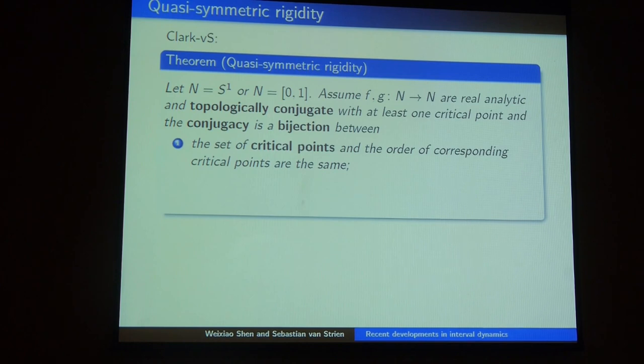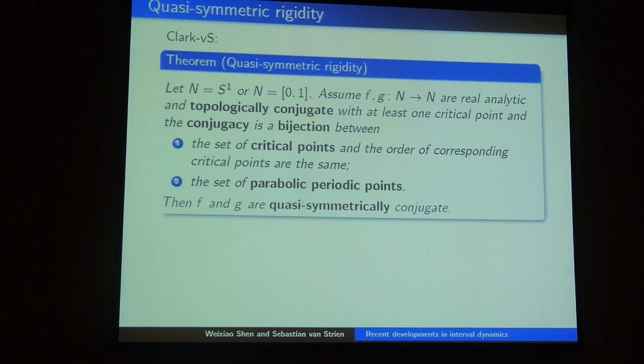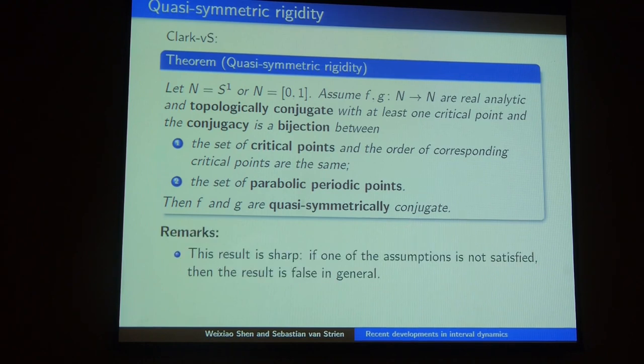And if you assume that this conjugacy is a bijection between critical points and also between parabolic points, and in the case of critical points, you also want that if the critical point is of cubic order, that the image also is of cubic order. So the orders have to be the same. And then the conclusion is simply that the two maps are the same, almost in smooth sense, in this quasi-symmetric sense. And this turns out to be remarkably useful, and I will discuss some applications.